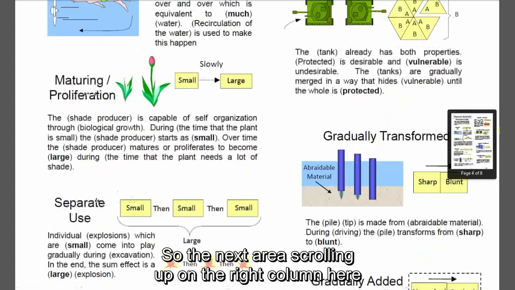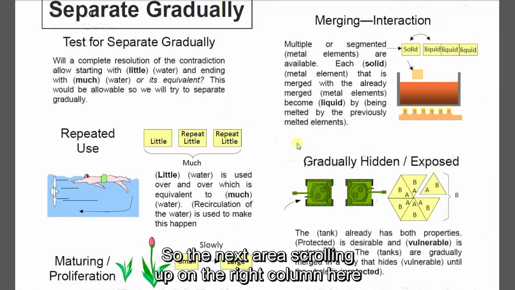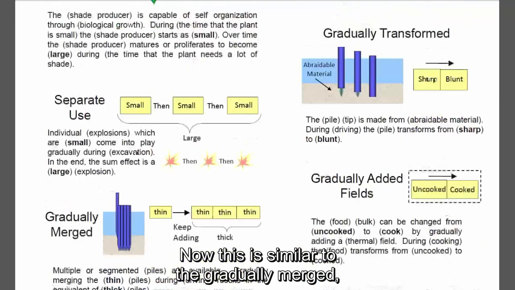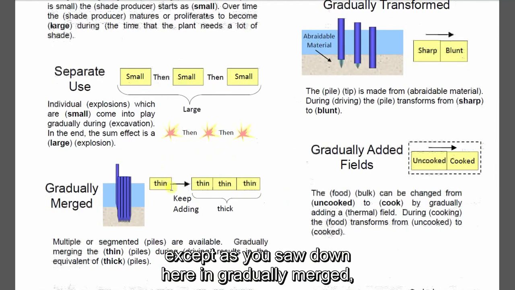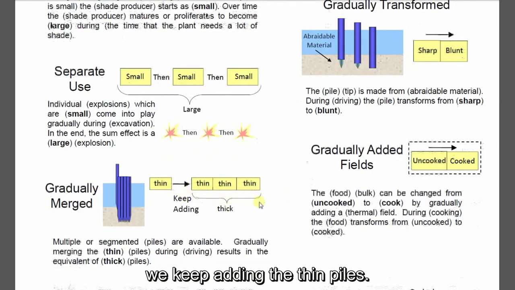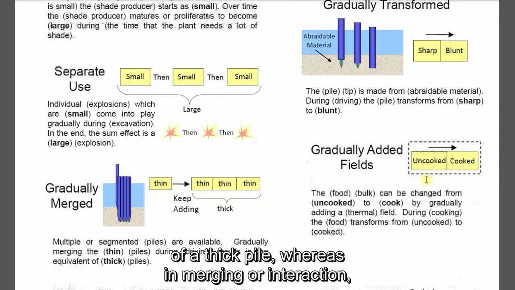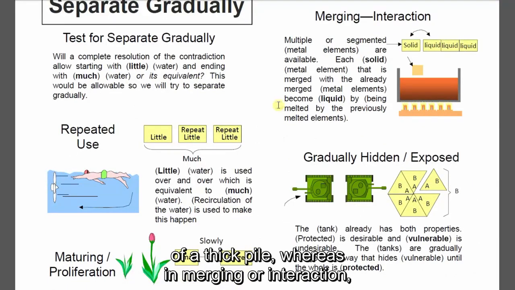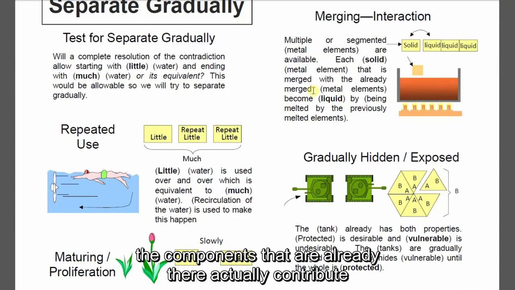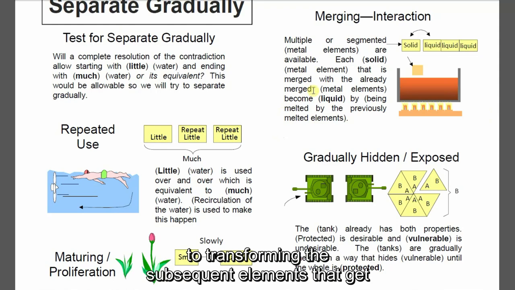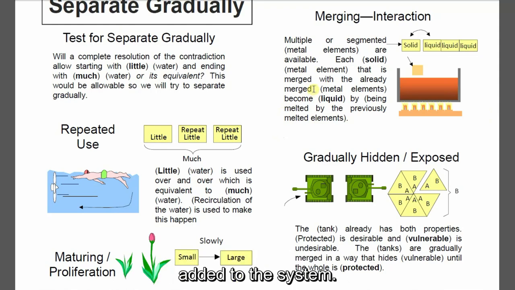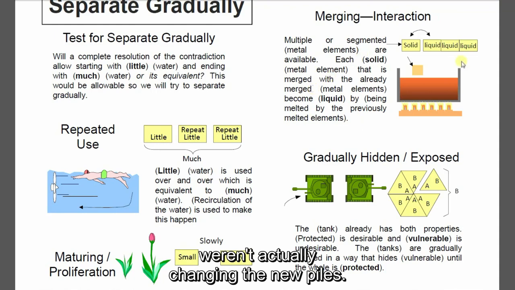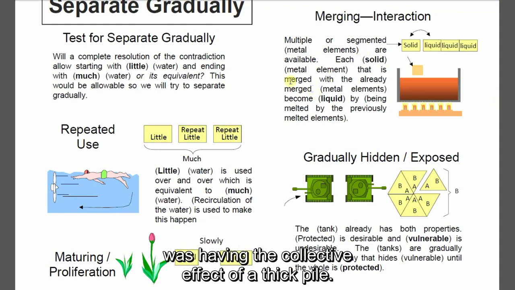So the next area, scrolling up on the right column here, is merging or interaction. Now, this is similar to the gradually merged, except as you saw down here in gradually merged, we keep adding the thin piles, and together it forms the sort of collective equivalent of a thick pile. Whereas in merging or interaction, the components that are already there actually contribute to transforming the subsequent elements that get added to the system. So with the piles, the piles that were already in there weren't actually changing the new piles. It's just that the sum of all the thin piles was having the collective effect of a thick pile.